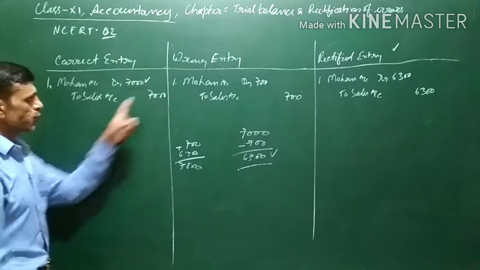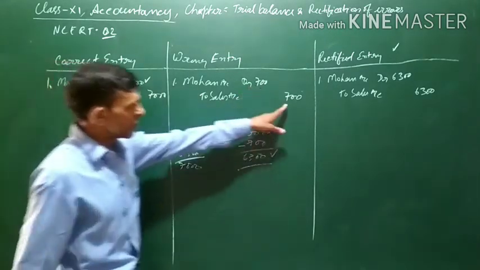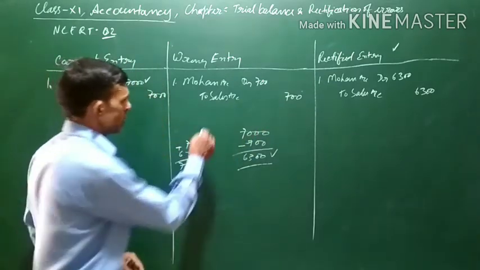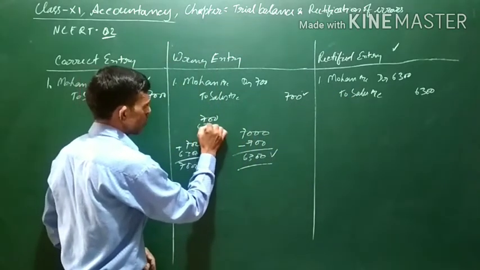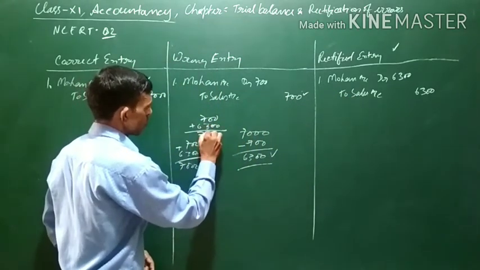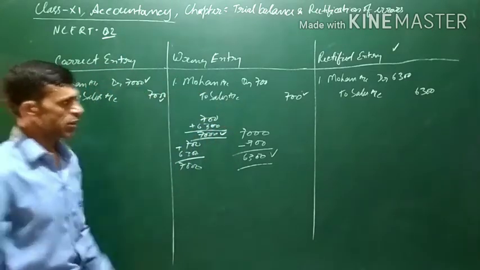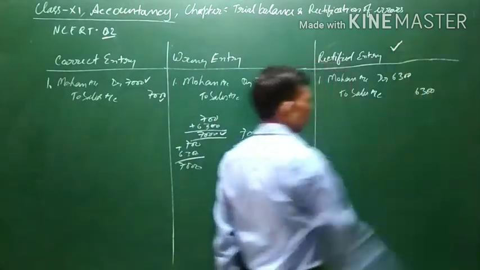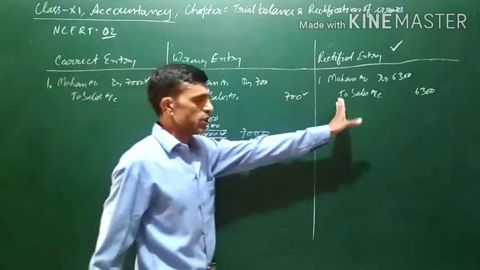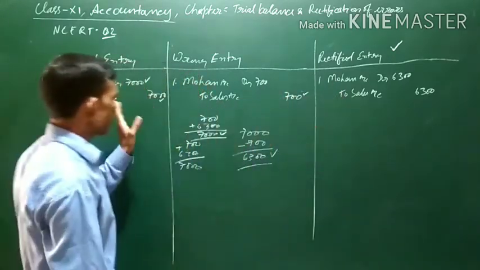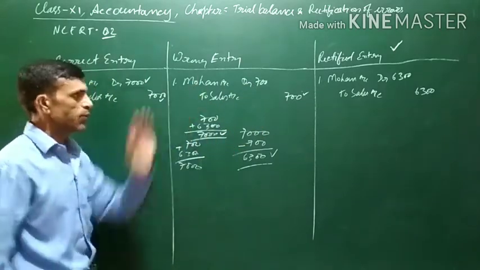Similarly, the sales account should have been credited with 7,000, but it has been credited with 700 only. So an additional credit of 6,300 for the sales account. The total credit of the sales account is now 7,000. So this is the rectification entry. This column is the most important. These two are for your reference only, and this is actually the part of the answer. But if you write all the three columns in the answer book, it is good also. In this way we will be solving this question.